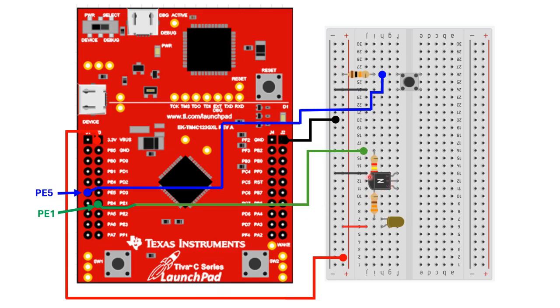And here is the transistor, and this is the 2.4k ohm resistor connected to the base. And from the resistor it is connected to PE1 on the Tiva series board. And here is a yellow LED, which I'm using. And this is the 330 ohm resistor.